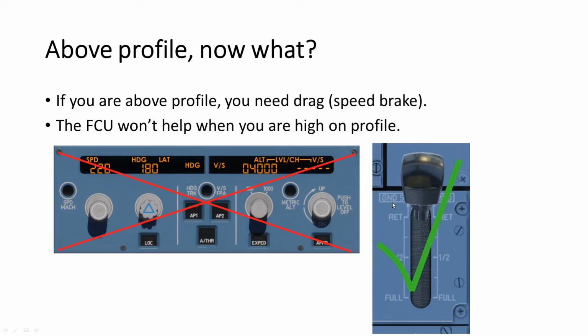Now, how much high on energy? Okay, that depends. Usually, if you are more than 500 feet high above profile, you will need the speed brake. If you have a lot of headwind or you're very light, then it might not be necessary, but you should at least monitor it. But definitely, if you are 1,000 feet high on profile, then you should use the speed brake.